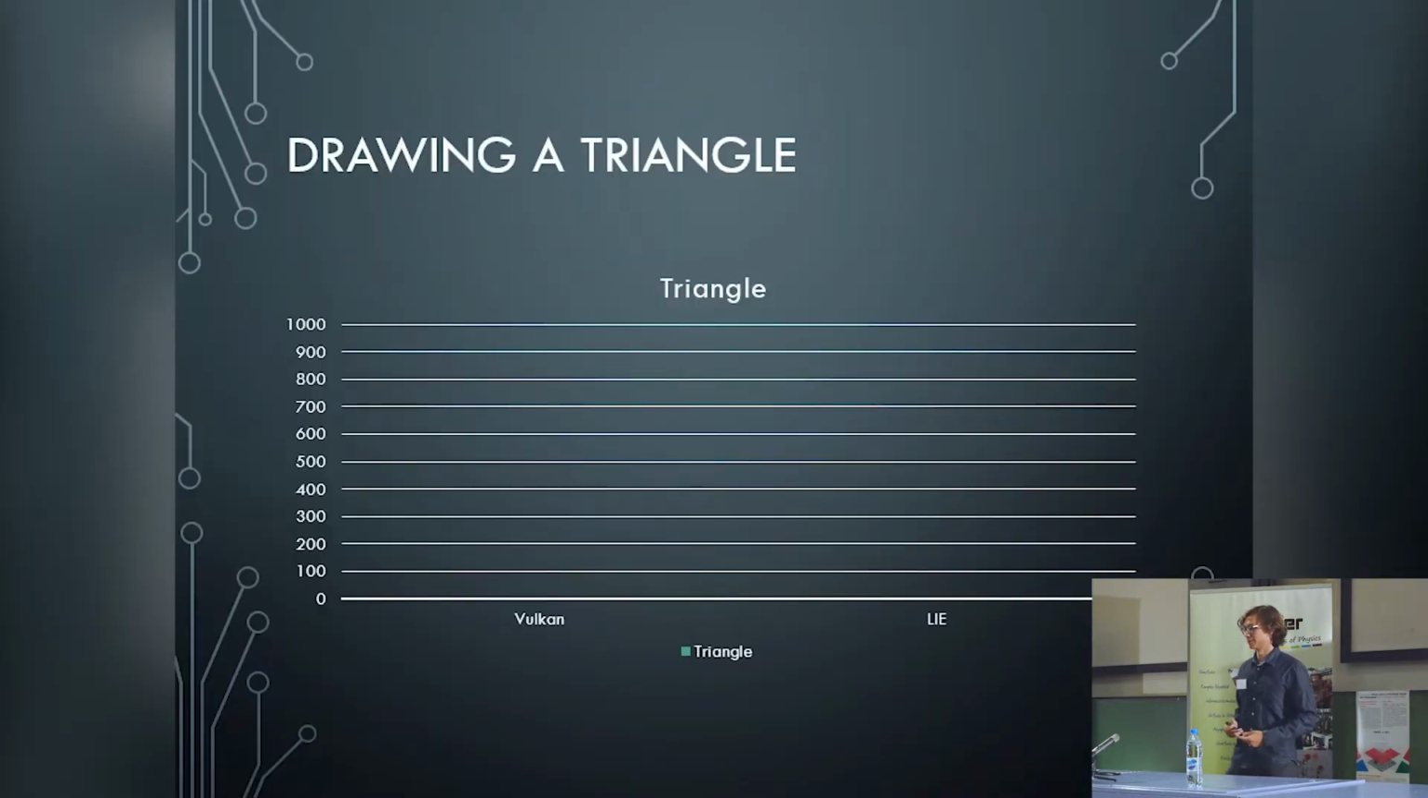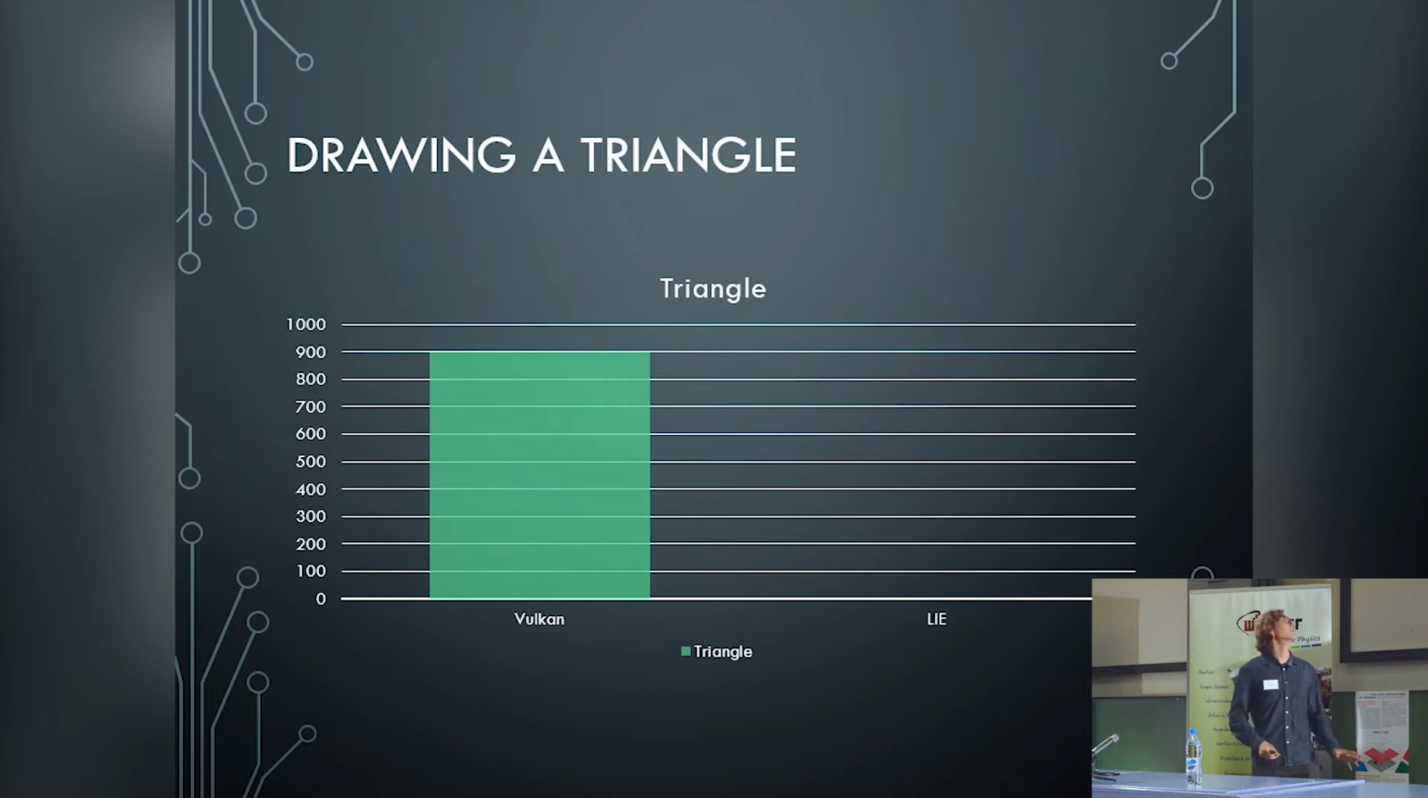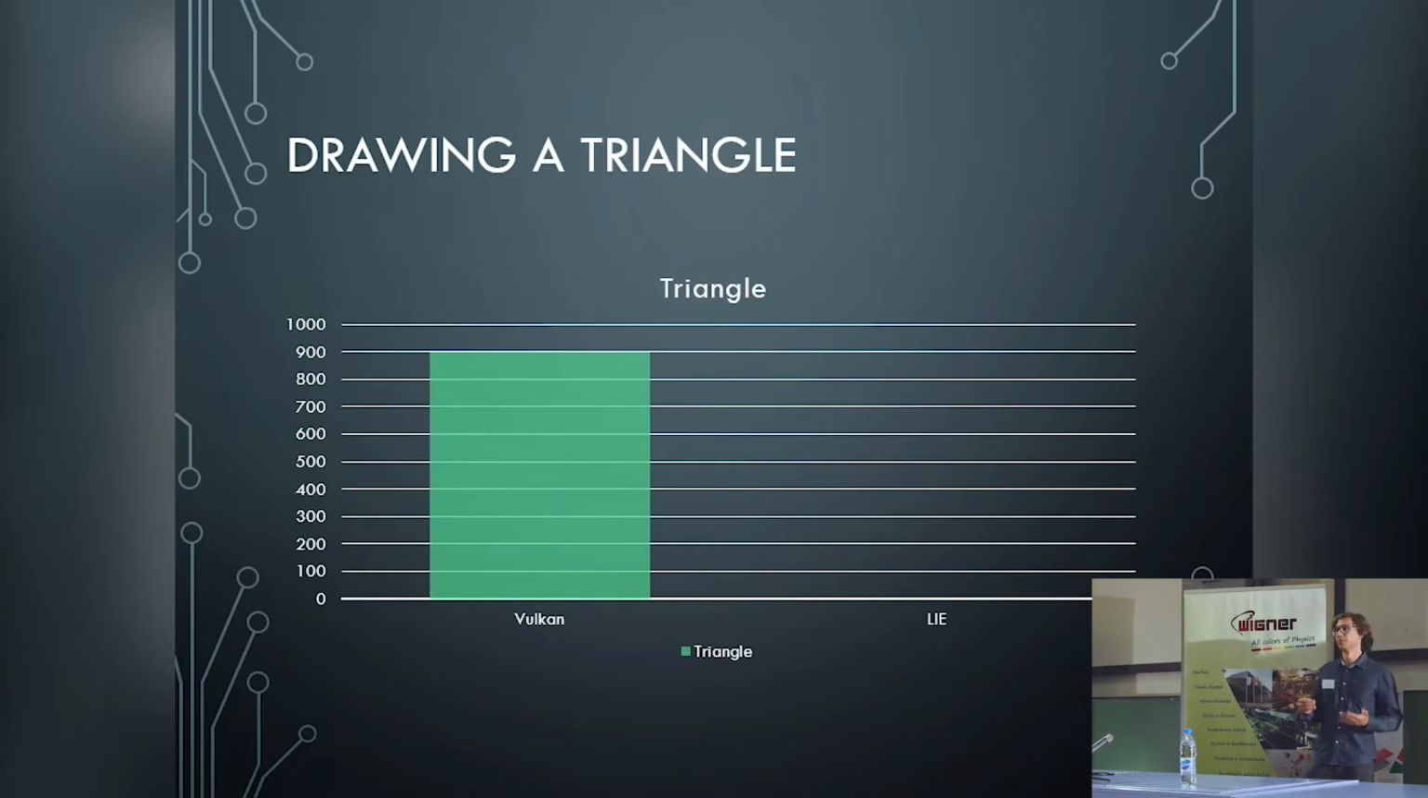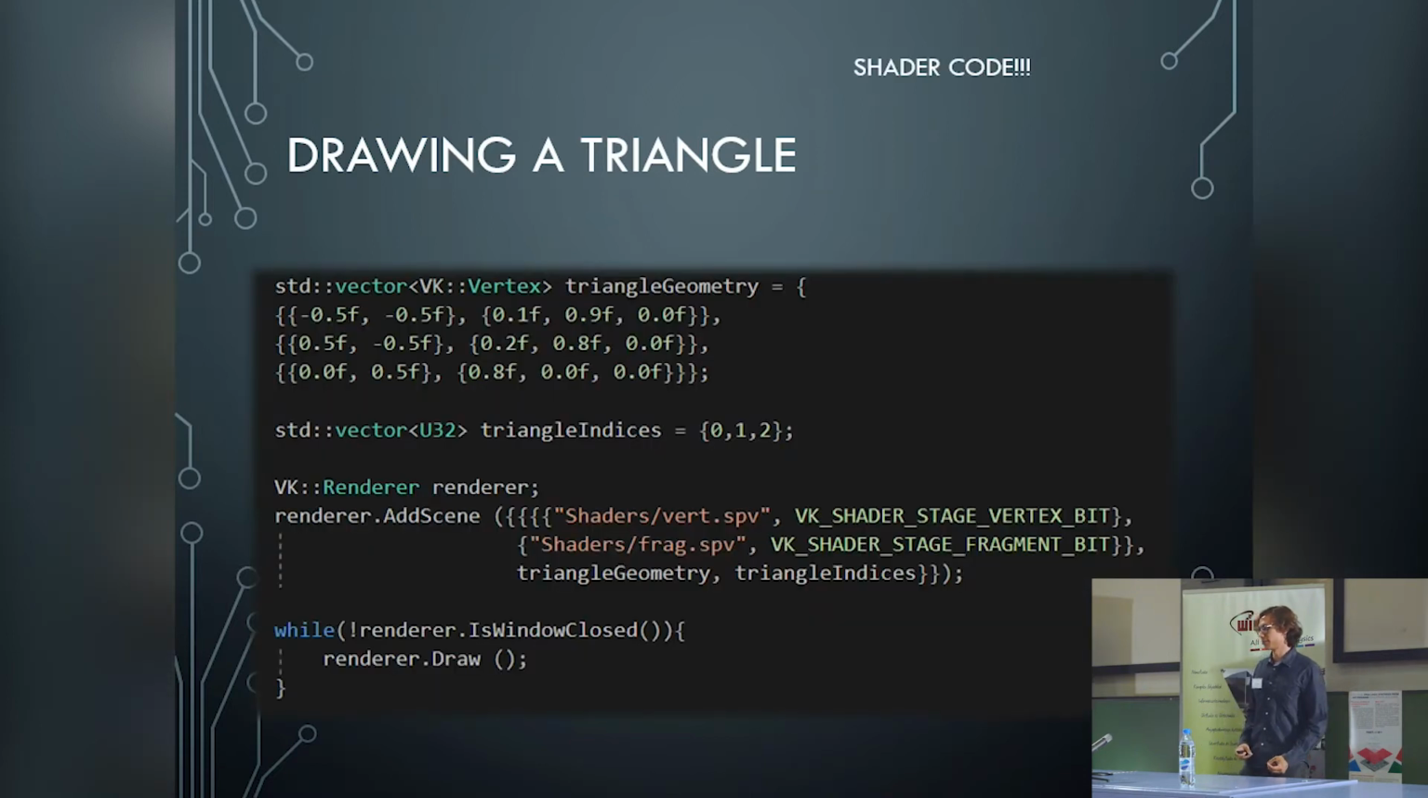Just to show how much it takes to draw our first triangle in Vulkan, setting up everything is around 900 lines of code. And what I wanted to do with a well-defined interface is to draw a triangle in less than 50 rows. And that's how it looks with my library.